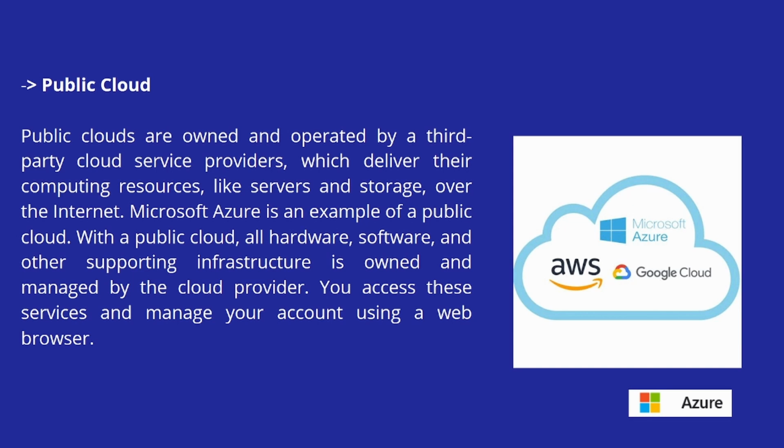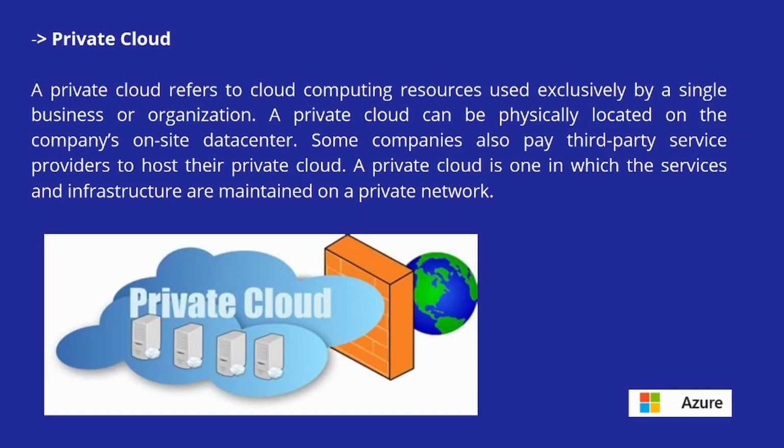With a public cloud, all hardware, software, and other supporting infrastructure is owned and managed by the cloud provider. You access these services and manage your account using a web browser. Whereas a private cloud refers to cloud computing resources used exclusively by a single business or organization. A private cloud can be physically located in the company's on-site data center. Some companies also pay third-party service providers to host their private cloud.